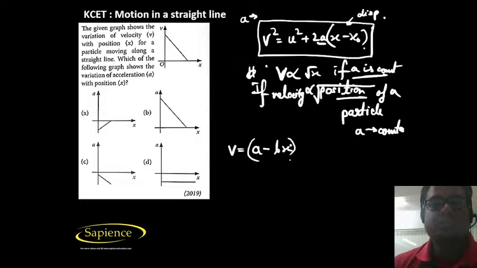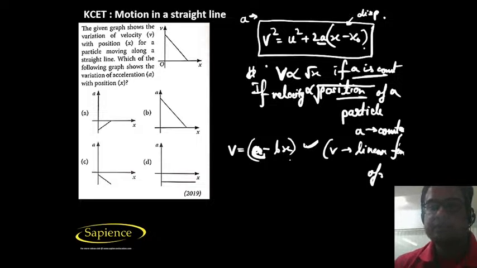It is in this format, where a and b are some constants. We can say that velocity is like c minus bx, where c and b are some constants. So then the acceleration with position is what we have to find. Since c minus bx is in this form, velocity is a linear function of x.